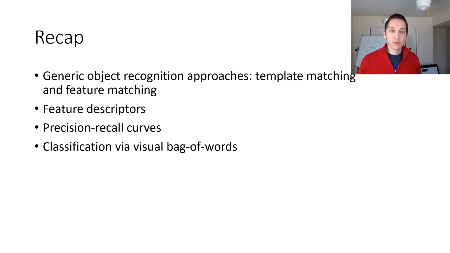Okay, so as a recap, we looked at object recognition approaches using template matching and feature mapping. We talked about the use of feature descriptors to make this more efficient, precision recall curves for tuning parameters of matchers, as well as visual bag of words.